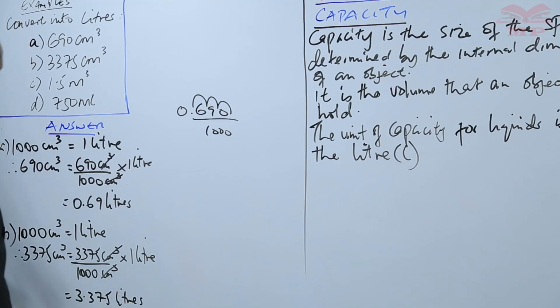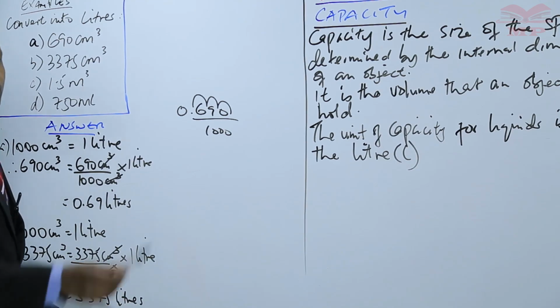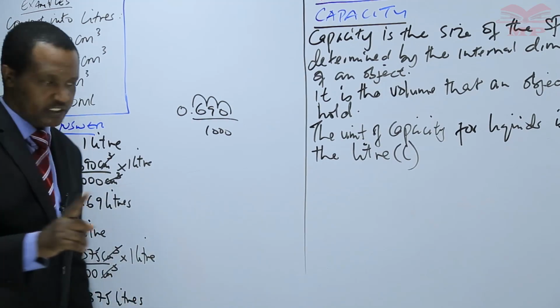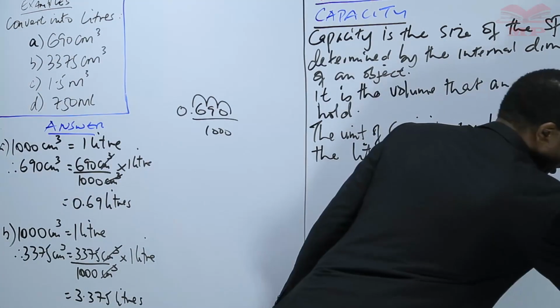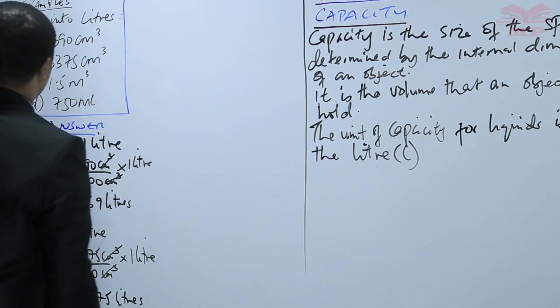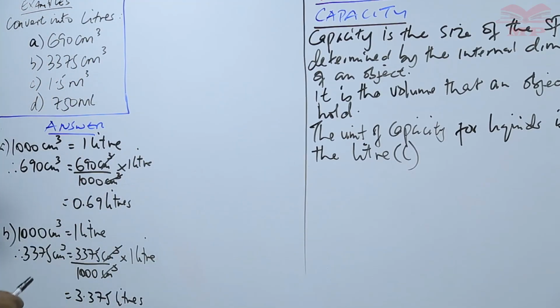3.375 liters. An object whose volume is 3,375 cubic centimeters can hold 3.375 liters of a liquid or fluid. Then part C, we want to convert 1.5 cubic meters into liters.